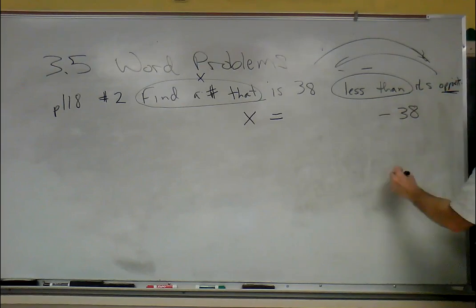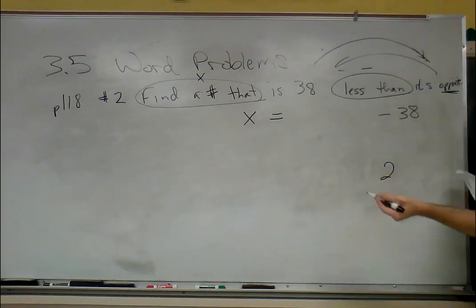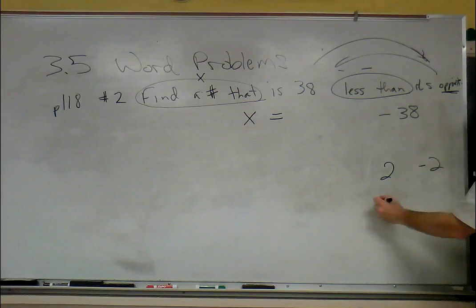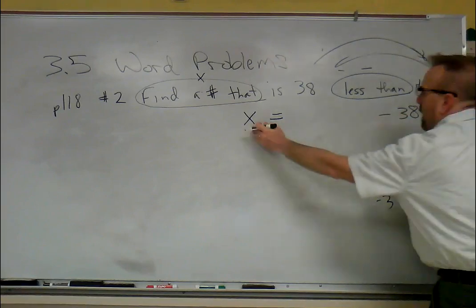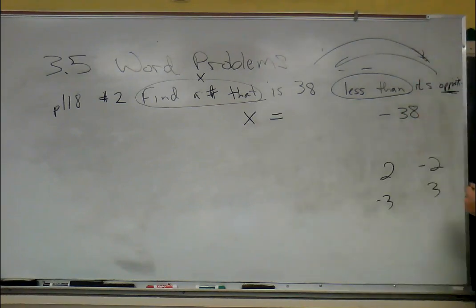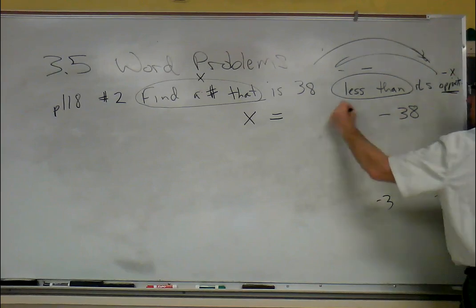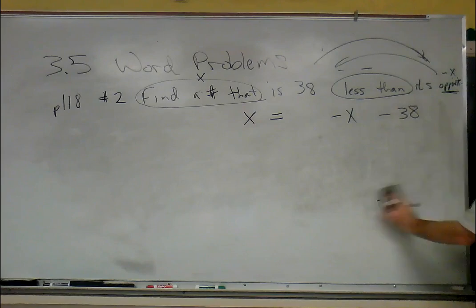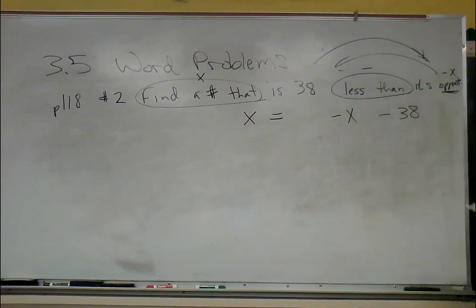So let's go back to, we have the number 2. What would the opposite of 2 be? -2. If we have -3, the opposite would be +3. So if we have x, what's the opposite of x? -x. So we now have this equation, x equals -x minus 38.